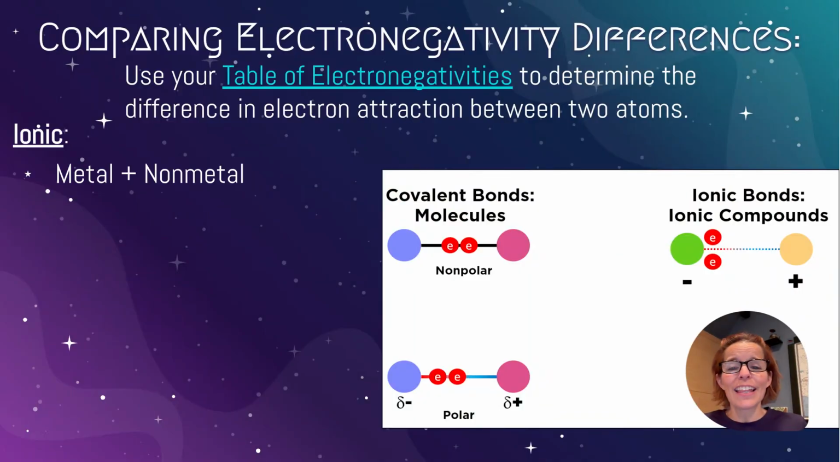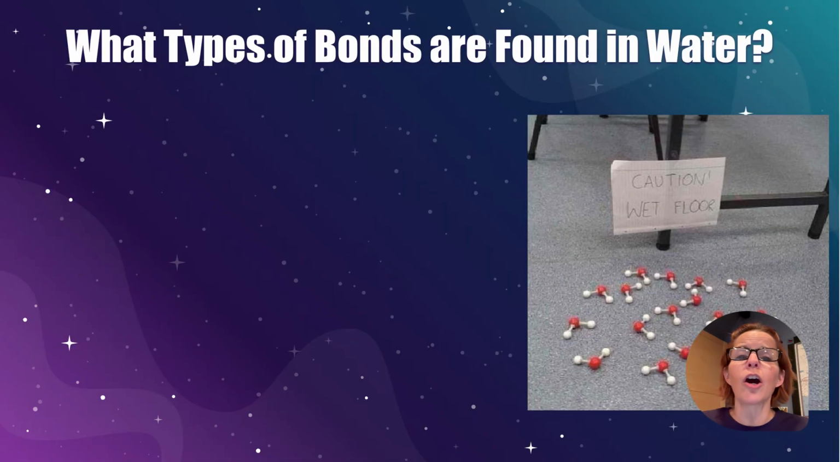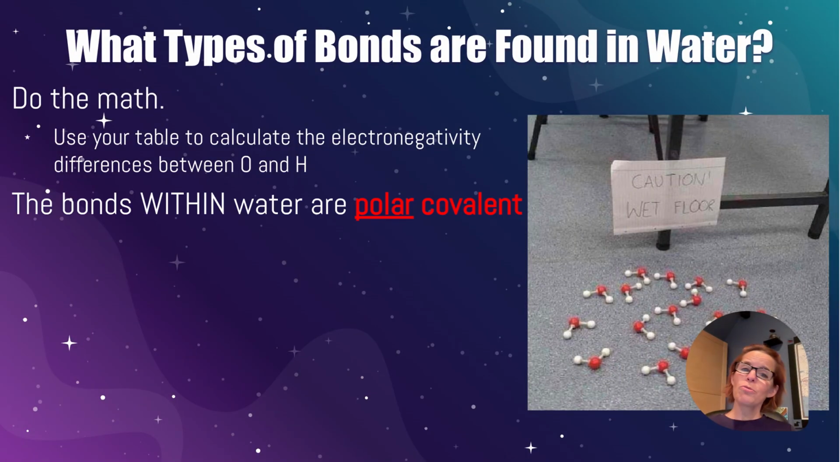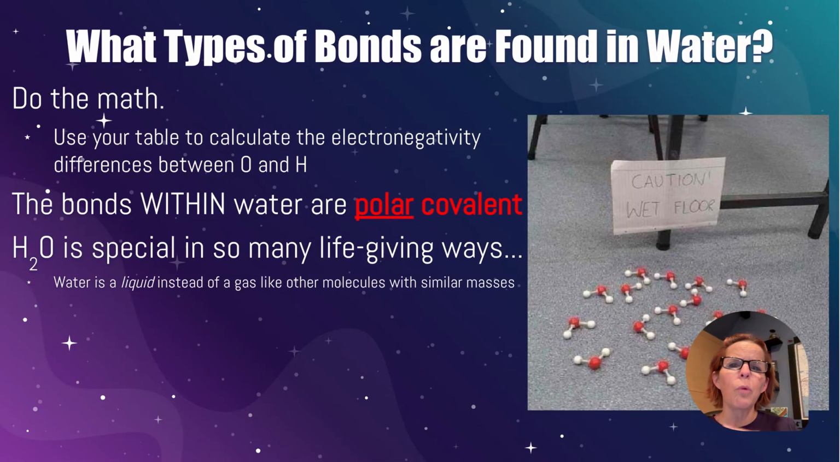Which leads us to, a 1.36 would be in this category here. So the bonds in water are polar covalent. So you need to write that down. I would write down the bonds within water are polar covalent. So water is incredibly important. You don't need to write this down, but water allows life to exist, and scientists who are searching the universe to try to find life on some other planet, we're pretty sure that life won't exist anywhere that doesn't have water. Why? What makes water special, and what are some of its characteristics that are so unique? Well, first, water is a liquid instead of a gas.